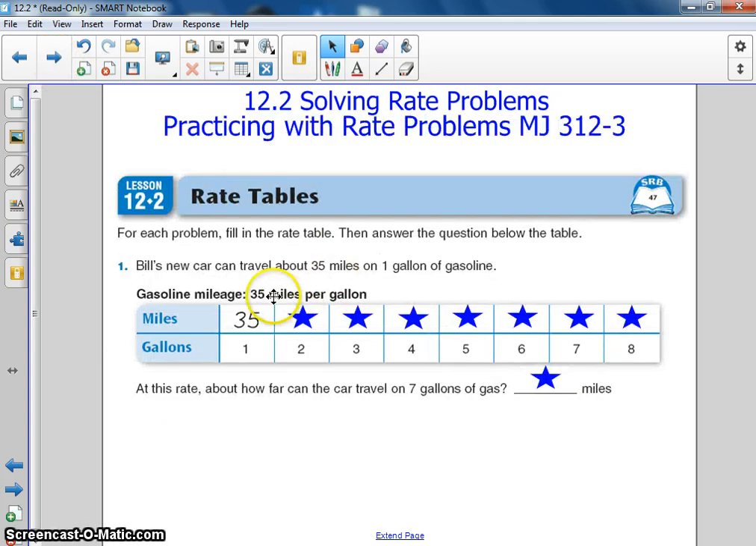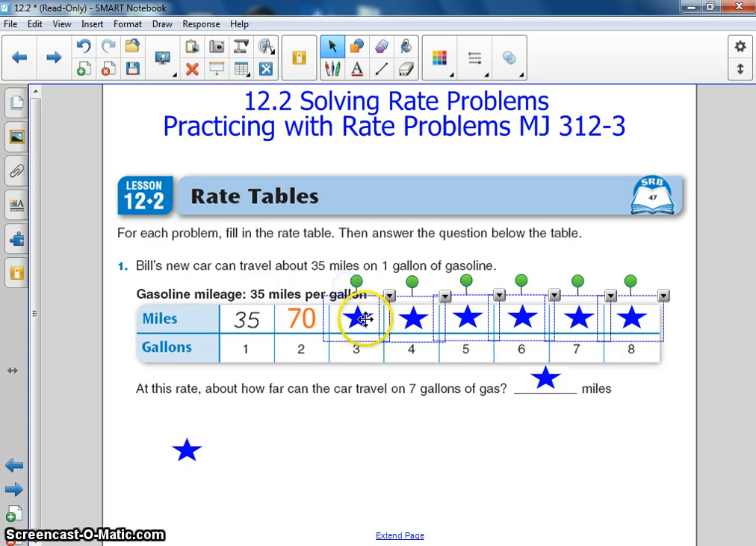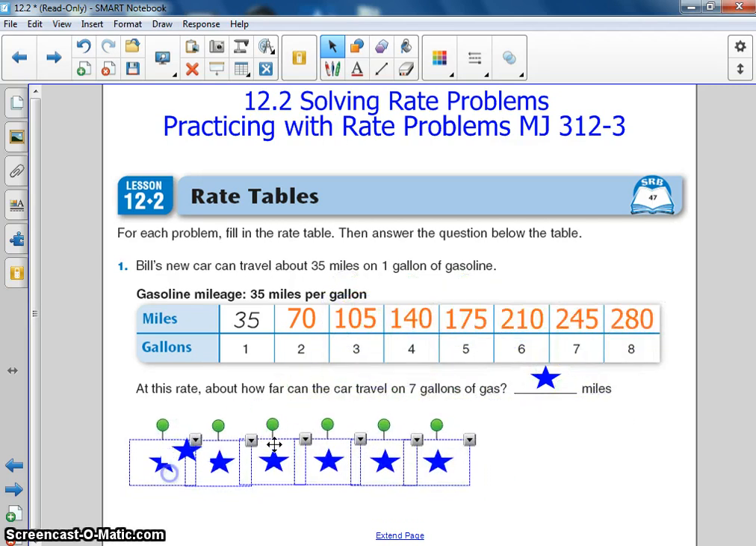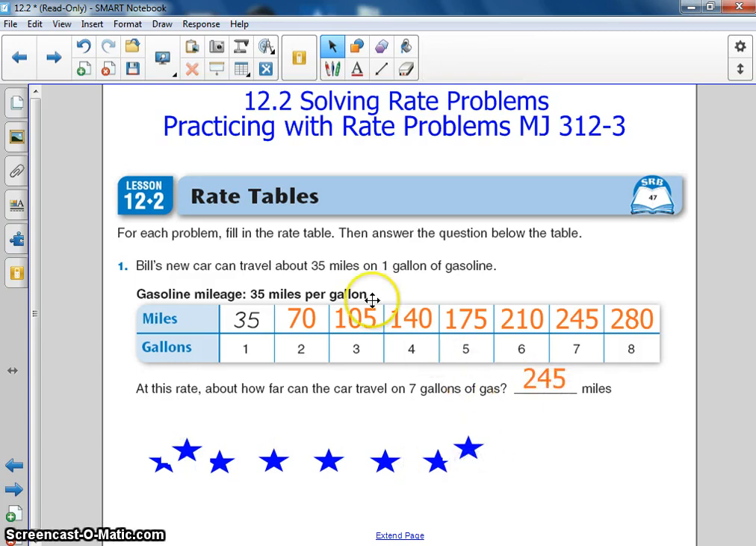All right, here's another one. Bill's new car travels 35 miles on 1 tank of gas. So in 2, you do 35 times 2, because we're going forward, we're going to be multiplying. See how you do the rest of them. Good. So 7 gallons would be what? 7 times 35 would give us right there.